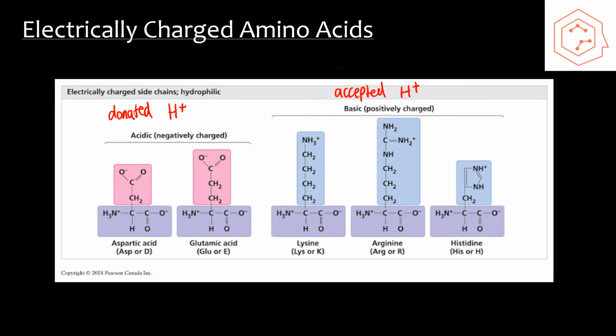So the way to remember the three basic amino acids is to use hallelujah. The first three letters of hallelujah are HAL, so that represents histidine, arginine, and lysine. For acidic, there's just two to remember, so it's not that difficult. So glutamate and aspartate, or aspartic acid, or glutamic acid.